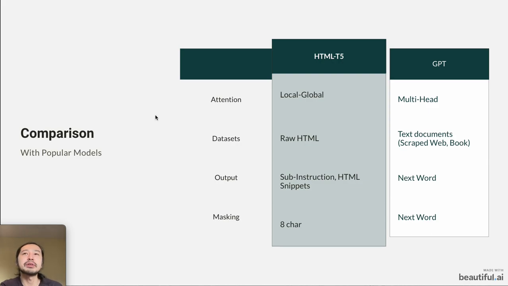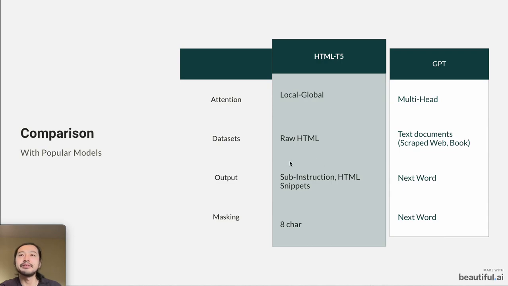So this is a comparison of HTML5 with other popular models such as GPT. They're using local-global attention while GPT is multi-headed. So this has a much clearer boundary, whereas in multi-headed, the attention model is going everywhere. And the datasets they're using are raw HTML, and GPT is taking in the script text documents from websites as well as books. So GPT only cares about text, while HTML5 takes in the syntax information as well.